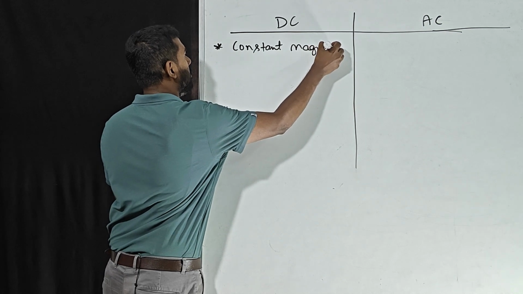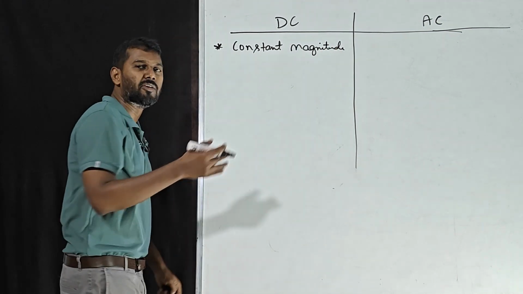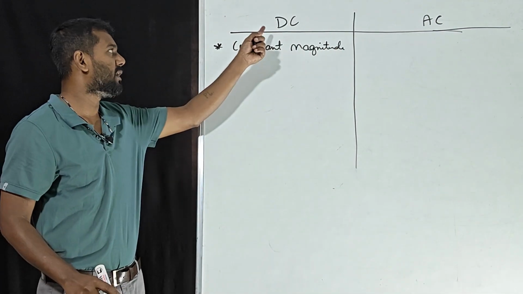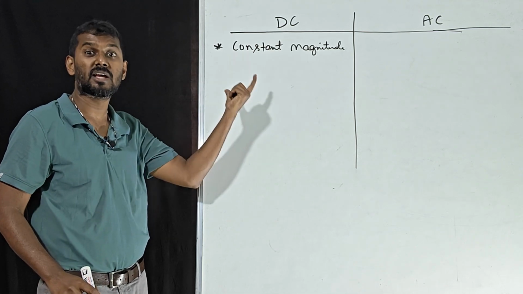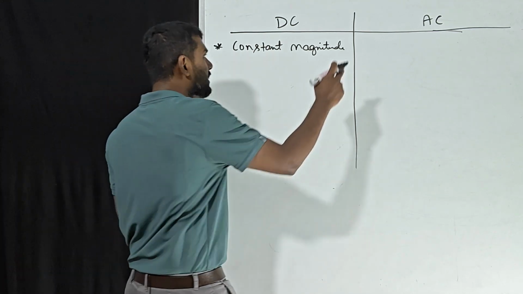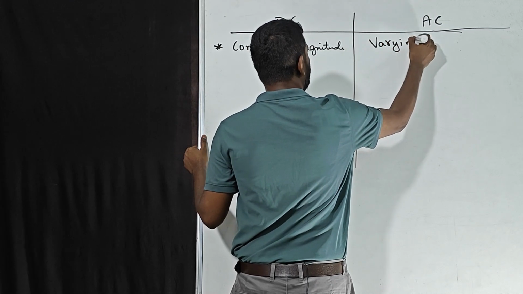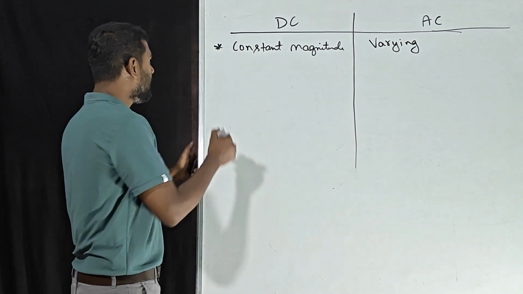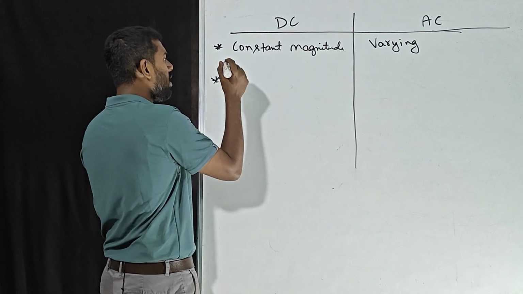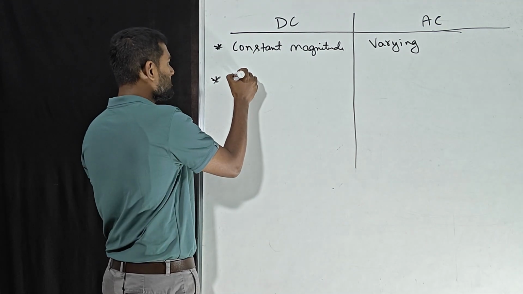Constant magnitude. What do you mean by magnitude? Magnitude is nothing but the value. DC has a constant value, but when it comes to AC, it has a varying magnitude. Then DC current always flows in one direction.